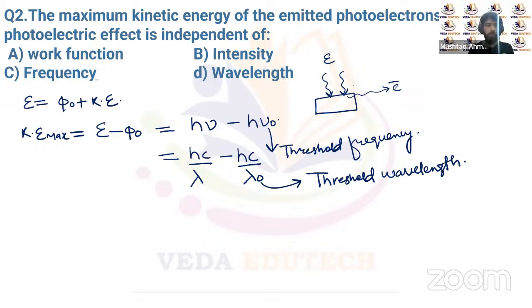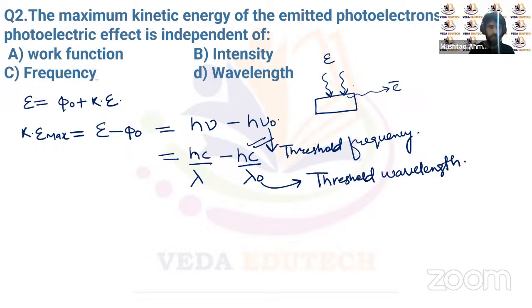So the minimum energy of photon required to have the photoelectric effect, that energy we call the threshold energy, and the wavelength of that photon will be the threshold wavelength, and the frequency of that photon will be the threshold frequency, right? Now let's see. I can see here, this is the work function, phi naught. It means that the greater the work function, the lesser will be the kinetic energy. It means that it will depend upon the work function, right?